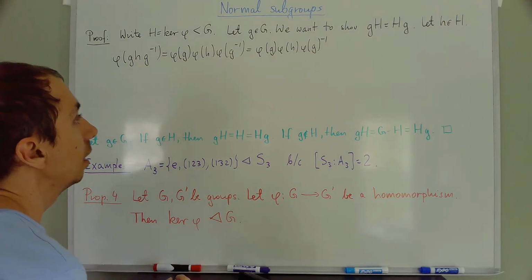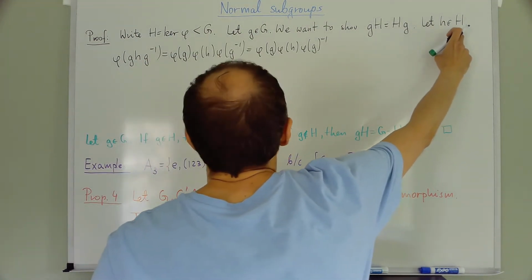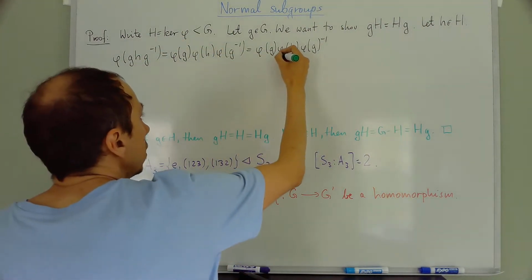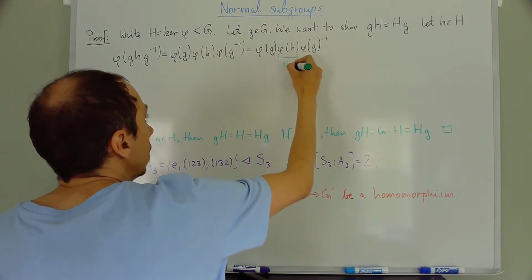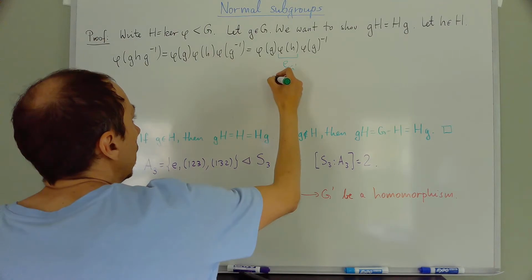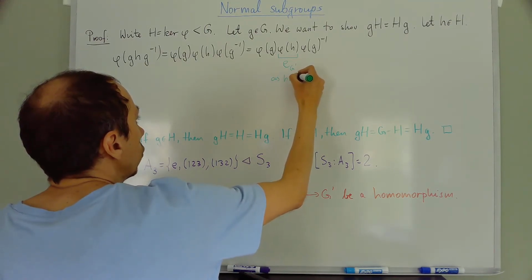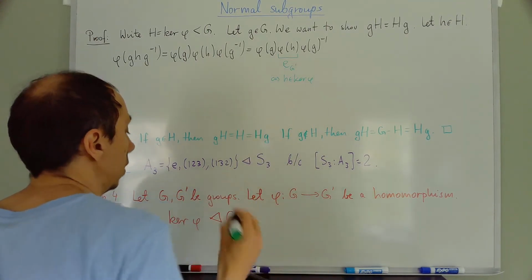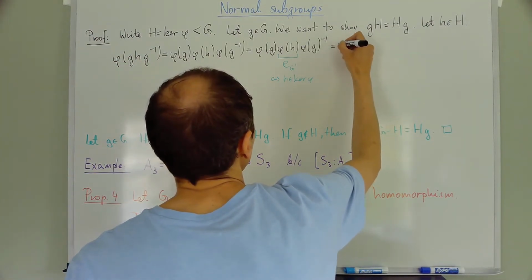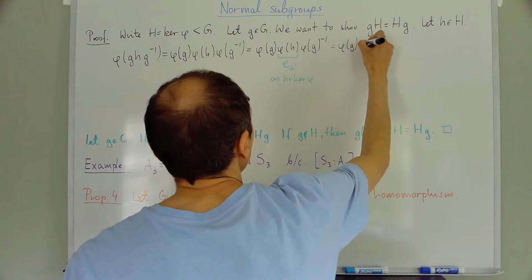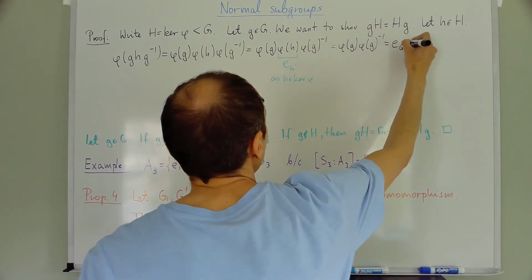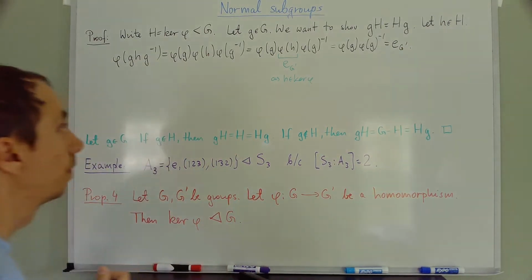And secondly, what is phi of h? Well, little h is in H, and the big H is the kernel of phi. So this is the identity in G', as h belongs to the kernel of phi. So that means these three factors reduce to these two. So it's phi of g times phi of g inverse. So that's the identity in G'.